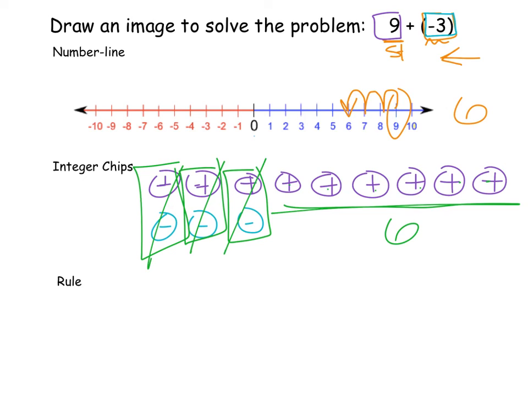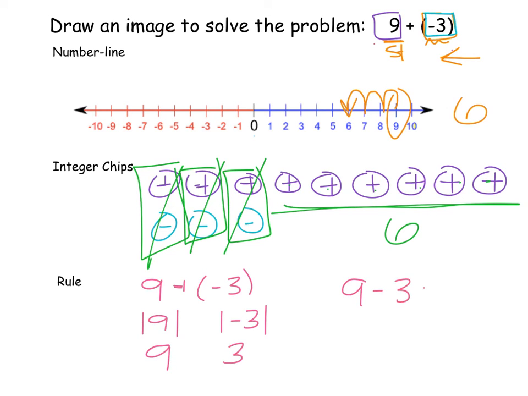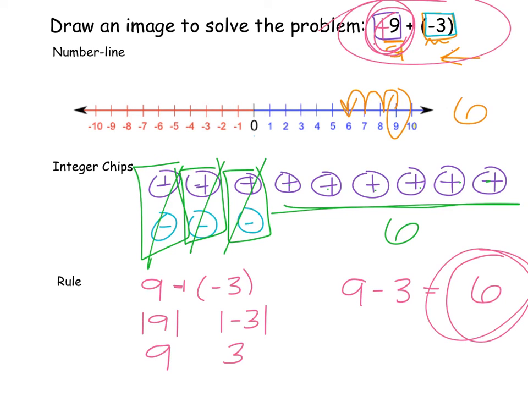And the last way we could do it is using the rule. Because they have different signs, 9 and negative 3, we take the absolute value of both numbers to get 9 and 3. We subtract big minus small, and then we look back up in the original and we figure out which one was further from 0. 9 is further from 0 than negative 3, and 9 was a positive, so that means my answer should be positive 6 and not negative. No matter how we did the problem, we got the same answer every time.